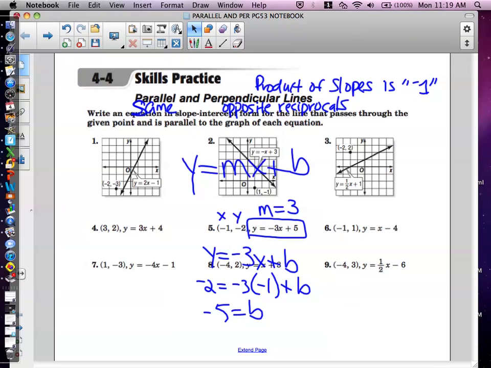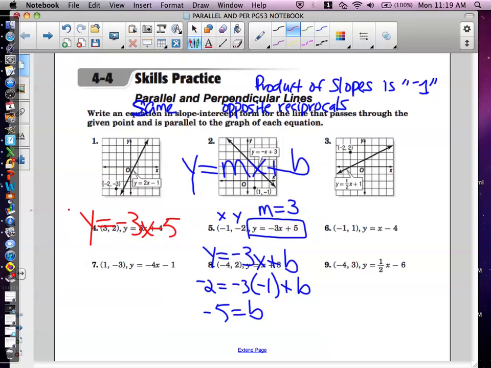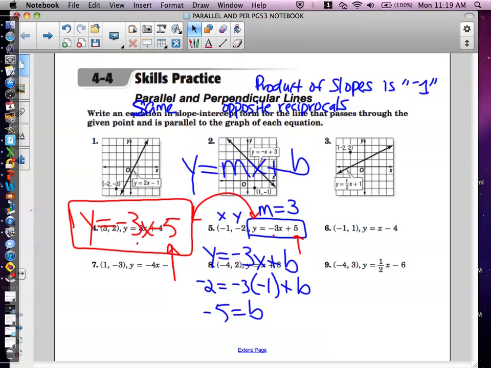And then my equation for a line parallel to the given line, going through the point (-1, -2), my final answer would be this. So these two lines are parallel to each other. They have the same slopes, and the line that I solved for would go through the y-axis at -5. The line that I started with goes through the y-axis at +5.